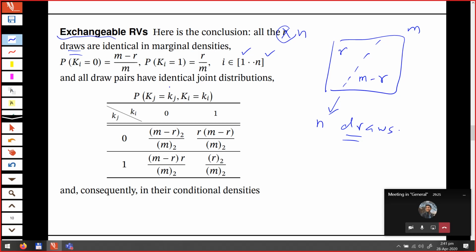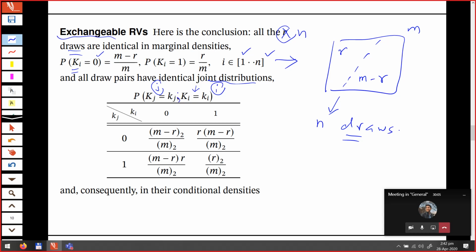For each one of them, the unconditional probability of any Ki taking 0 will always be M minus R over M. Any Ki taking 1 will always be R over M. This is very interesting, yeah? Even though you have sampling without replacement, the unconditional probabilities don't change. And the joint distribution, the intersection of, let's say, probabilities related to the ith draw, this is draw I, and draw J. Now I could be 1, J could be 5, I could be 2, J could be 9, anything, any two draws.